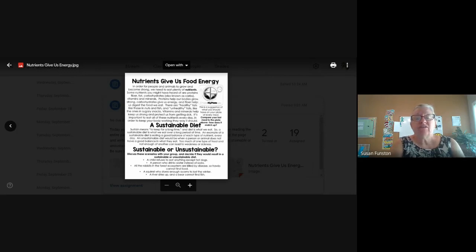It's important to eat all of these nutrients every day in order to keep your body working the way it should be. Okay, so here is a picture of a plate, and it's a suggestion of what you should have on your plate at every meal. So you should have some good fats, some protein, some carbohydrates at every meal.